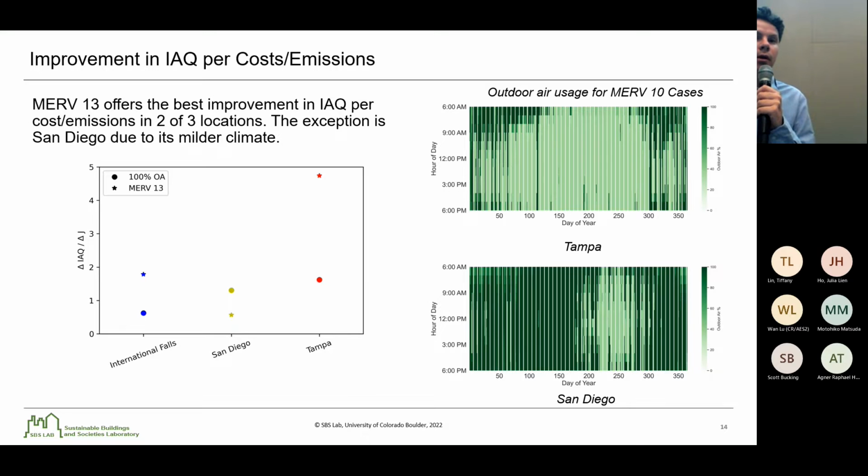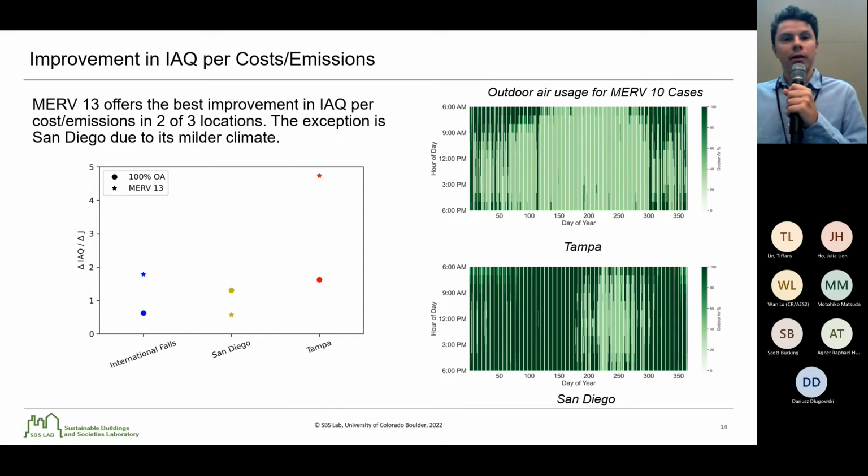And so we see in Tampa, you can use more outdoor air in the colder winter mornings, but for the majority of the day and in particular during the summer, you have to use more of the minimum outdoor airflow. Whereas in San Diego, due to the more mild climate, significant outdoor air can be used throughout the entire year, with the exception of during kind of the peak of summer.